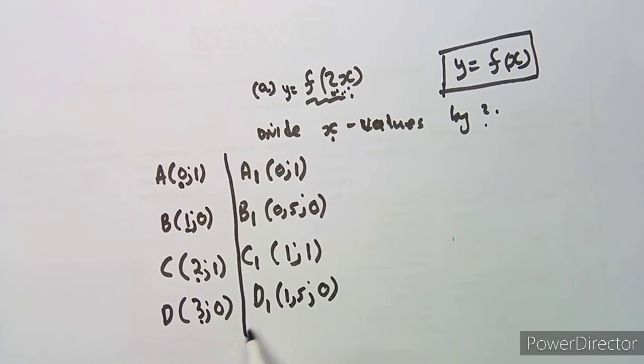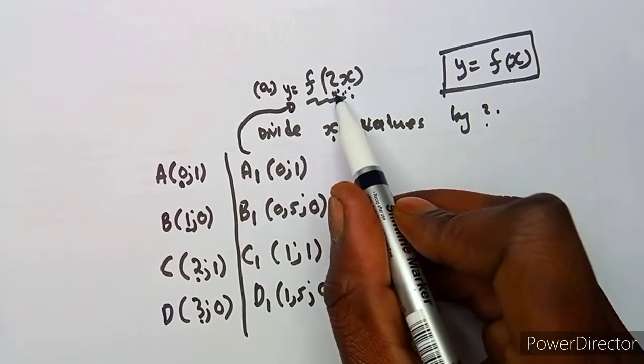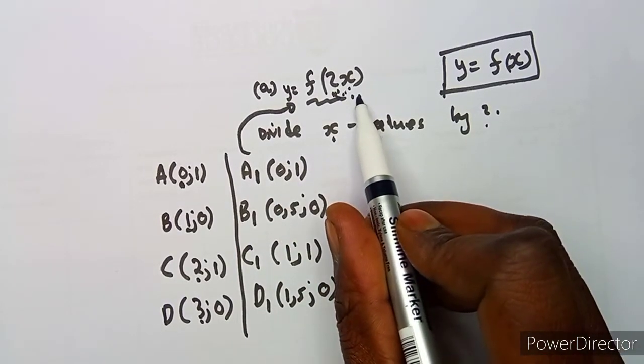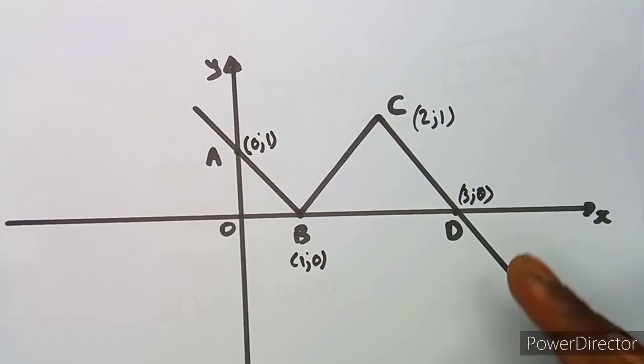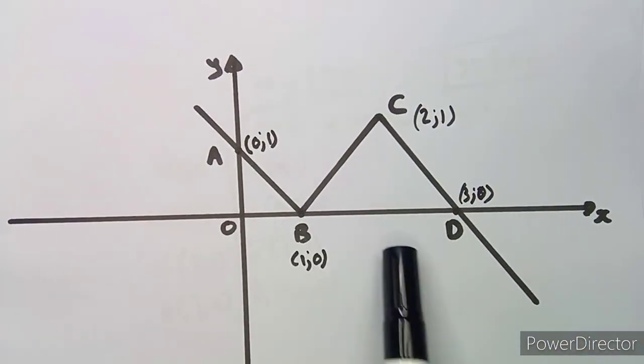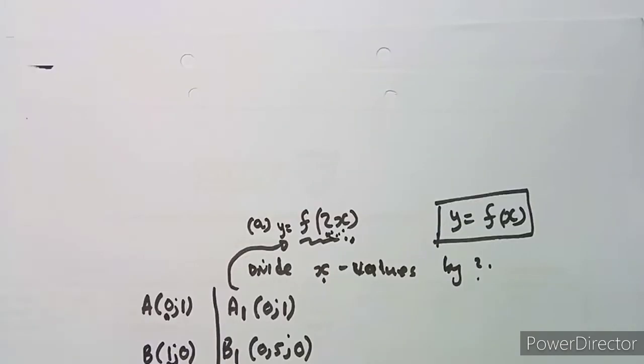So these are the image points that we have for the transformation y equals f(2x). Now, for your sketch, let me sketch it separately. I'm going to have the original, then a sketch aside, so that we can see the actual effect of what happened there. All right, so this is it, guys. It's going to be like this.